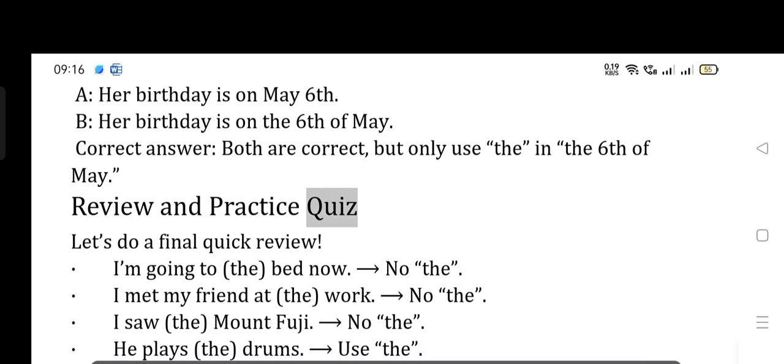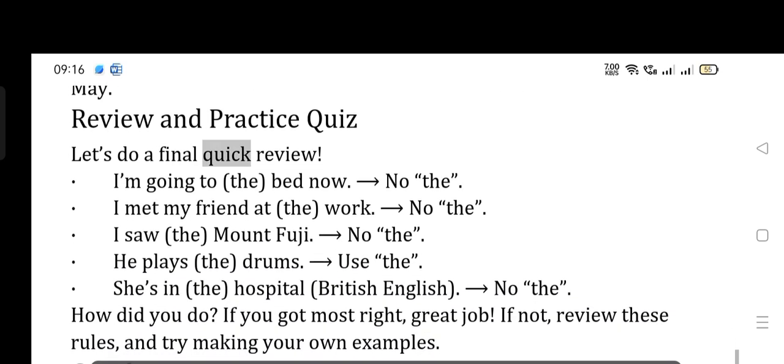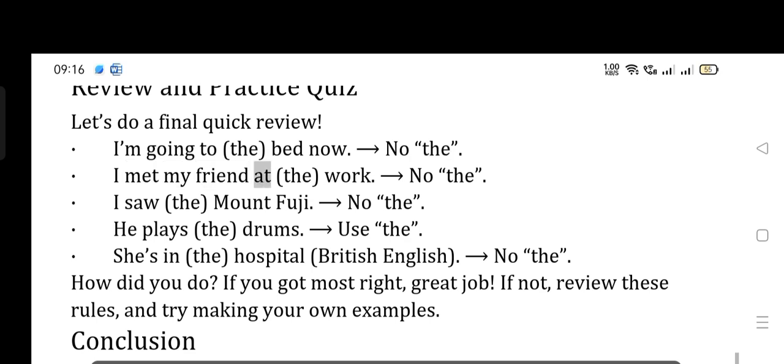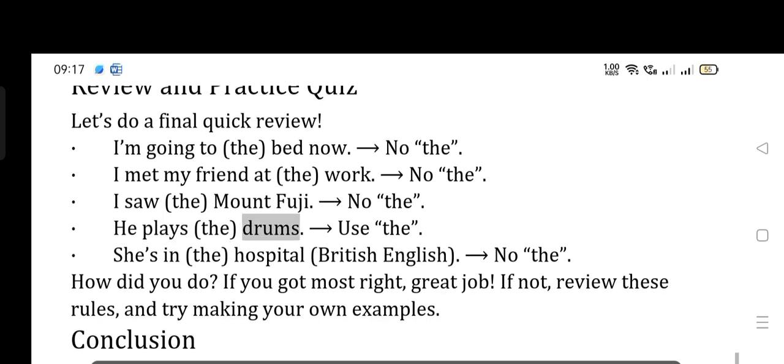Review and practice quiz. Let's do a final quick review. I'm going to the bed now: no "the." I met my friend at the work: no "the." I saw the Mount Fuji: no "the." He plays the drums: use "the." She's in the hospital: American English. She's in hospital: British English. How did you do? If you got most right, great job. If not, review these rules and try making your own examples.